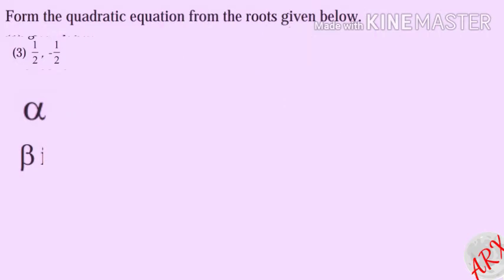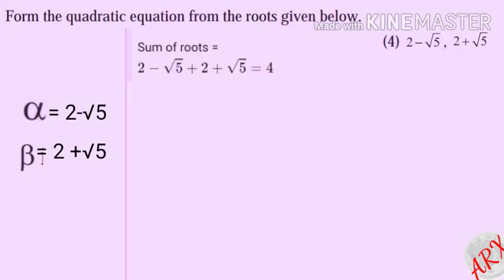Now 4, 2 minus root 5 and 2 plus root 5. Now alpha equal 2 minus root 5 and beta equal 2 plus root 5. Therefore alpha plus beta we get 2 minus root 5 plus 2 plus root 5. Minus root 5 plus root 5 get cancelled out. So 2 plus 2 equal to 4.